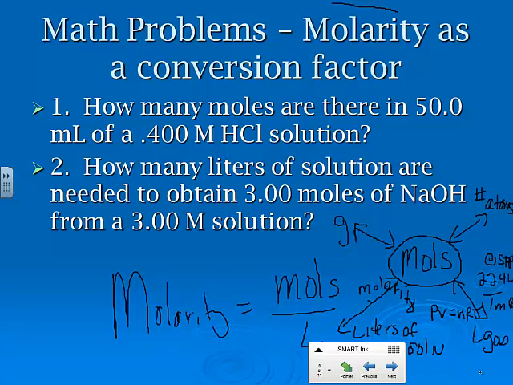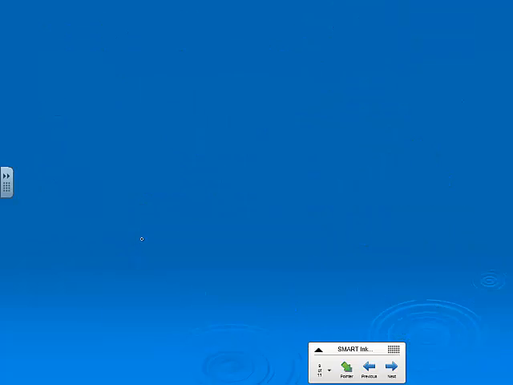Okay, and that's what I'm going to take you through right here. So this little chart, you've seen this in the room. It's a concept map that's hanging up near the front, with all the different ways we can get in and out of moles, which ultimately allow us to do stoichiometry. We're going to keep it simple here though. Okay, so for number one, how many moles are there in 50 mils of a 0.4 molar hydrochloric acid? And number two, we're going to do the opposite. So number one, we're going to go from liters to moles. And number two, we're going to go from moles to liters. And I'm going to show you how to do that here on the next slide.